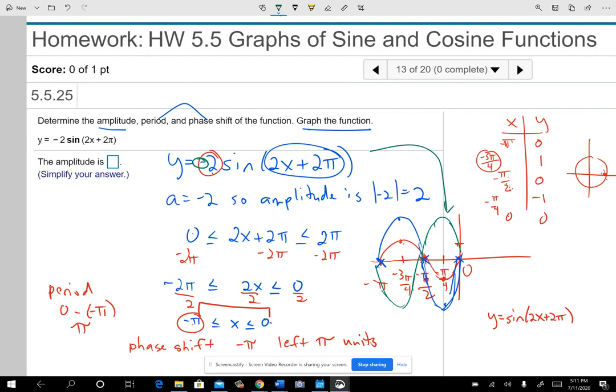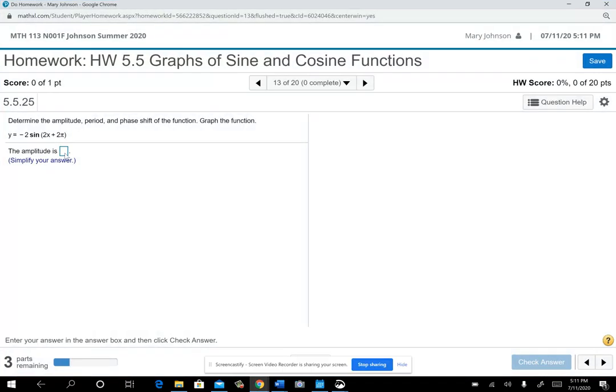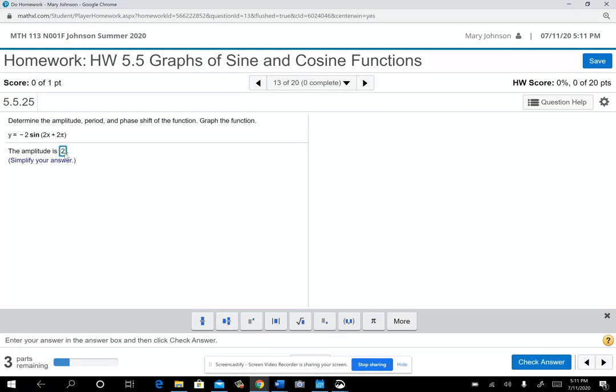But I want to show you how it works in MyLab Math, because it's different than when you do it by hand. They ask you for the amplitude, so you say 2.